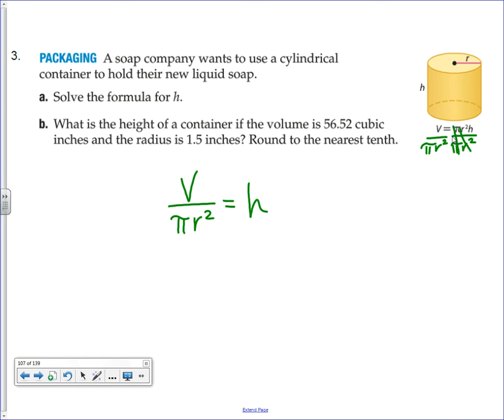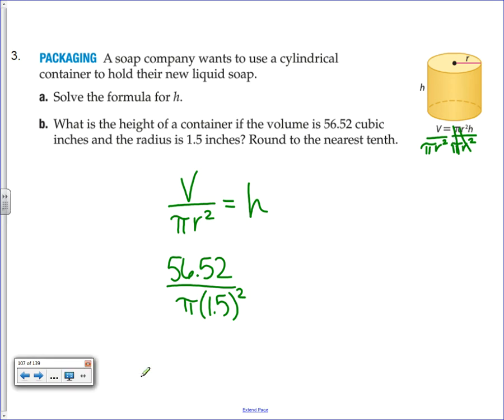Now they're going to give me all of the other stuff to plug in. The volume is 56.52. The radius is 1.5. Now remember, pi is a number, and you should have a pi button on your calculator. We are not going to use 3.14 for pi. That is not the full representation for pi. So the first thing I'm going to do is figure out what pi times 1.5 squared is. And I am getting this.